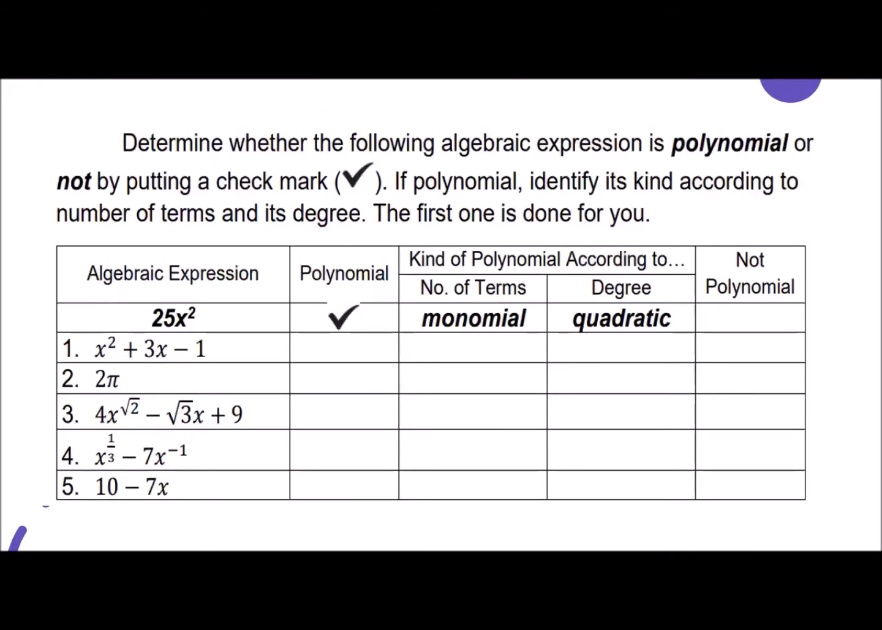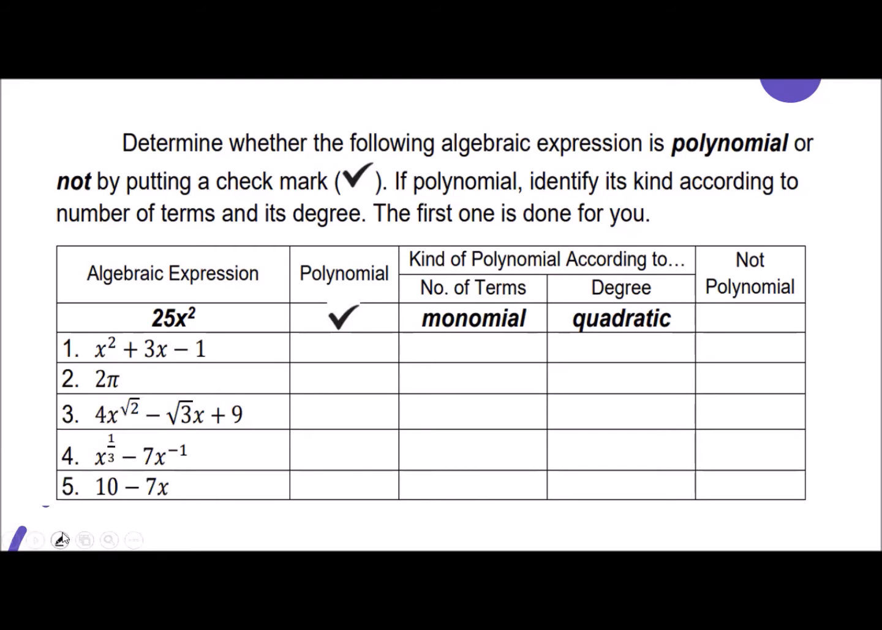So let us review first polynomials, kasi yan yung keyword natin ngayon. Alamin natin kung kailan polynomial at kailan hindi. So the first one, we have here 25x squared, which is considered to be a polynomial.